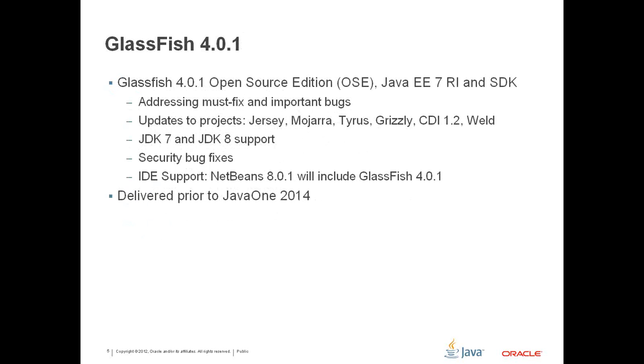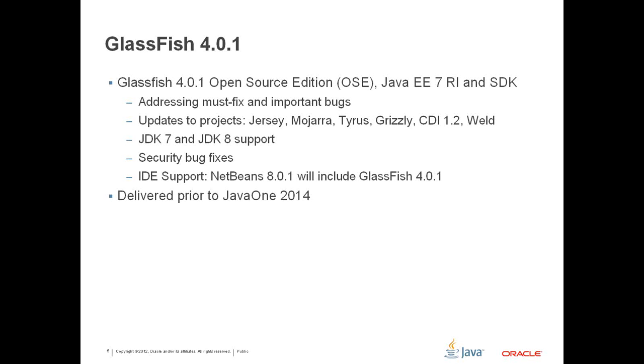So what will constitute GlassFish 4.0.1 is also the Java EE 7 RI update as well as the update for the SDK. Principally what we're doing with GlassFish 4.0.1 is addressing bugs, so must-fix and important bugs, as many as we can, as many as we feel is necessary to maintain those goals of GlassFish in terms of being a nice, usable environment to foster the Java EE community and to evaluate Java EE generally.